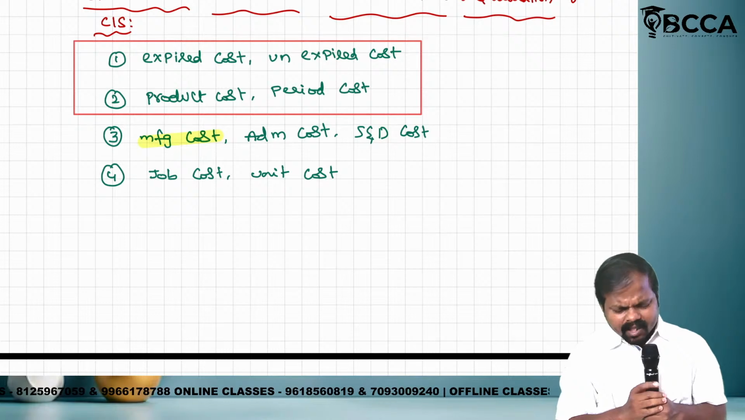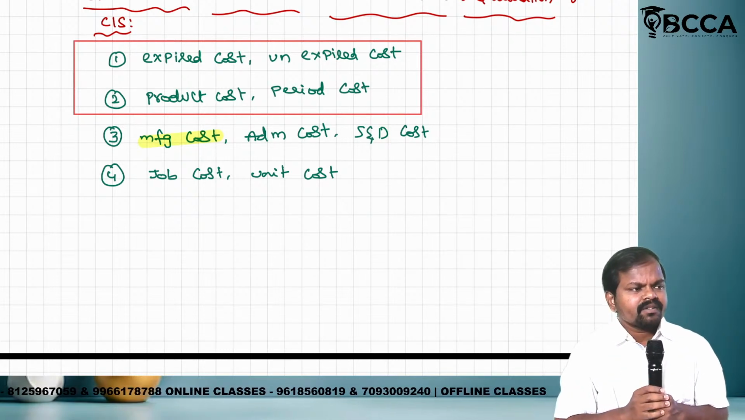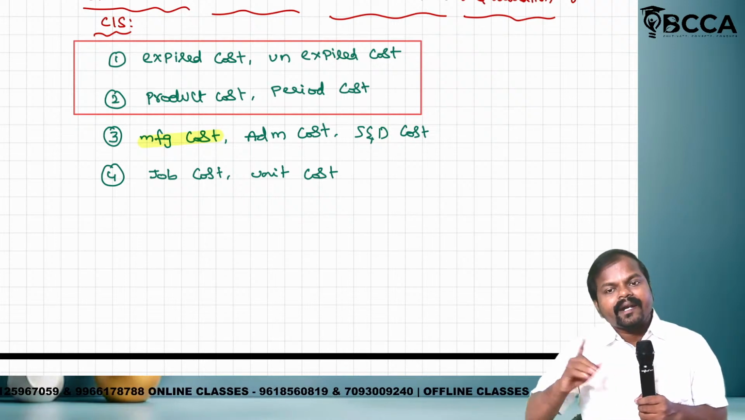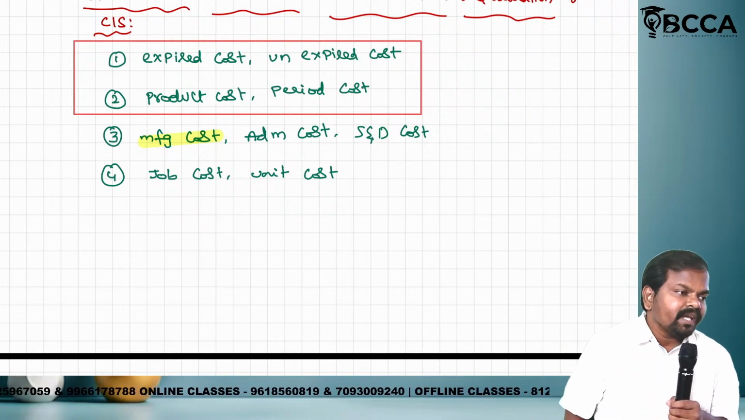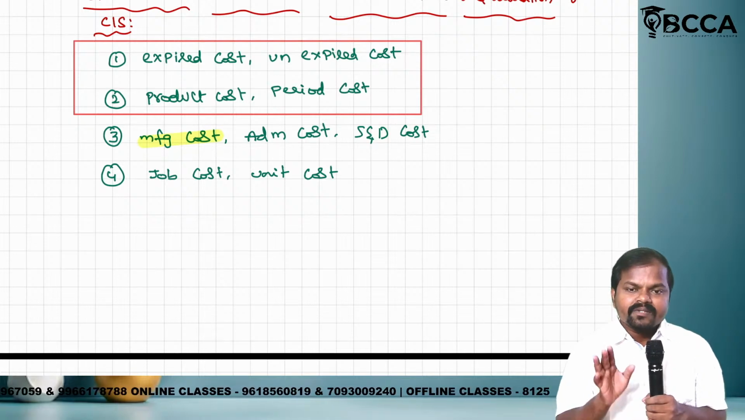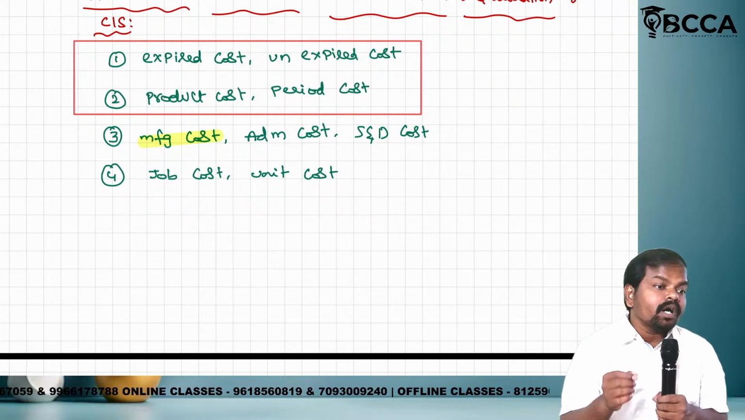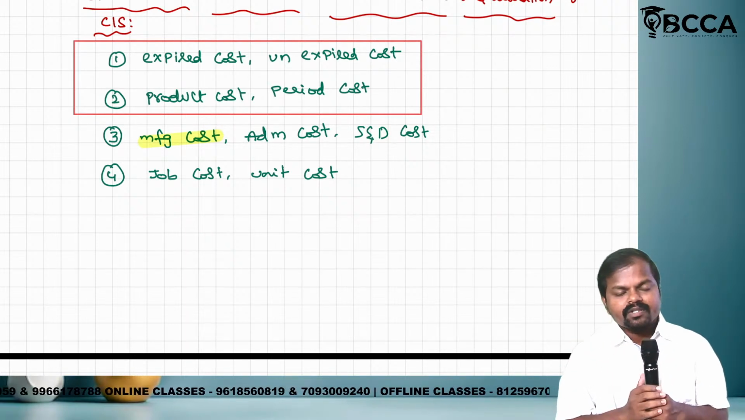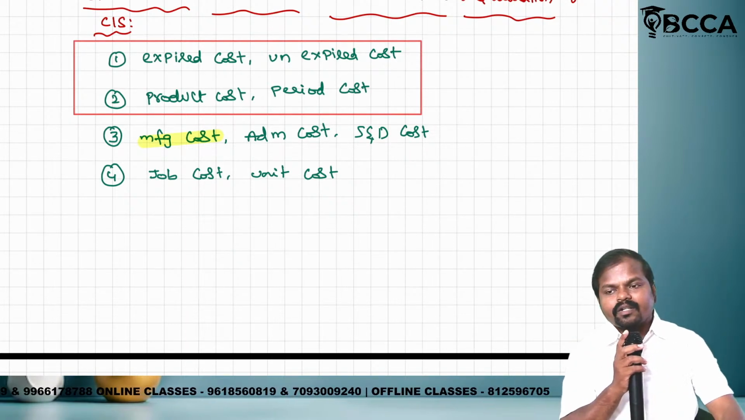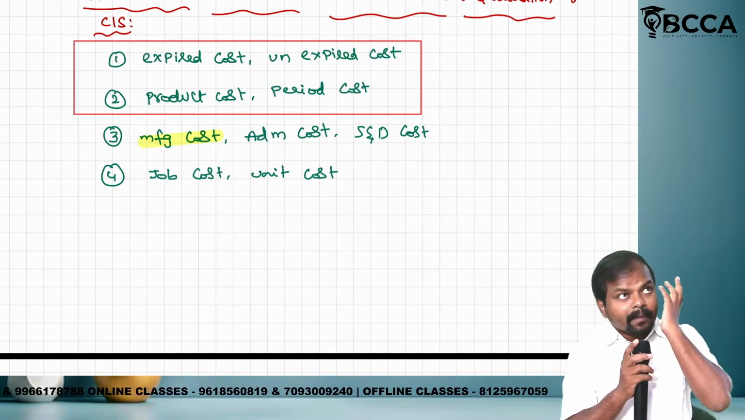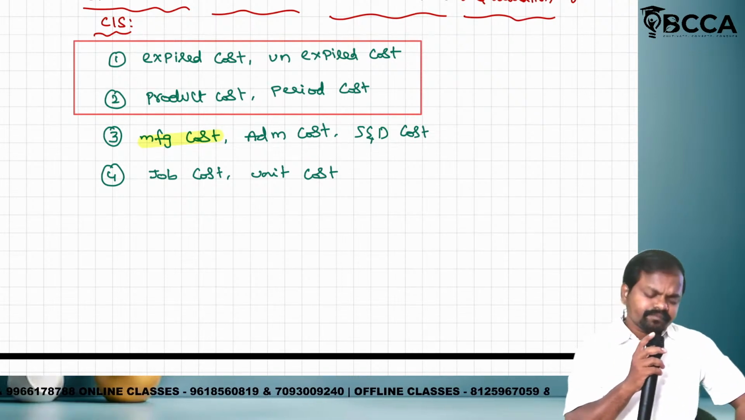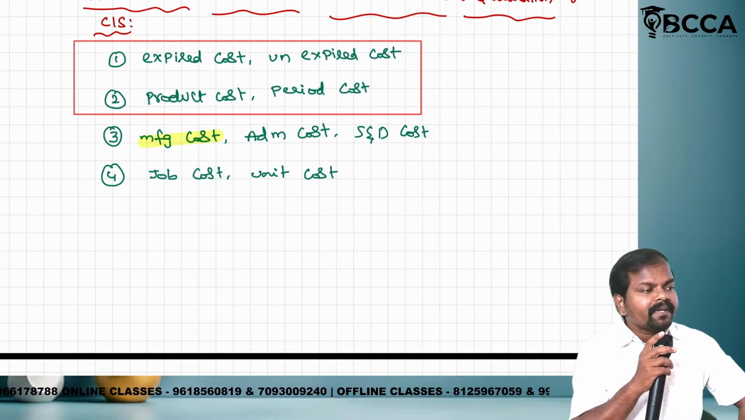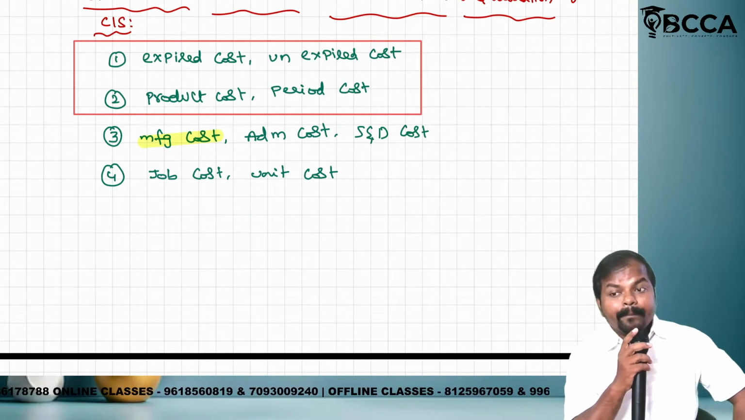What is meant by expired cost? Expired cost means cost which is charged against current year revenue. Unexpired cost means cost which is not charged against current year revenue. What is meant by product cost? Any cost which is incurred for the purpose of manufacturing is called product cost. Any cost which is incurred only for the purpose of sold units is called period cost.